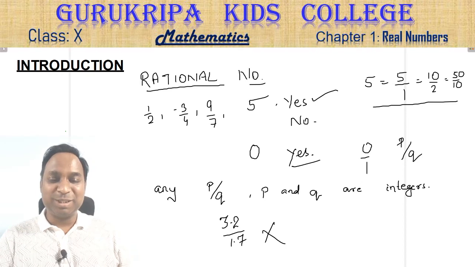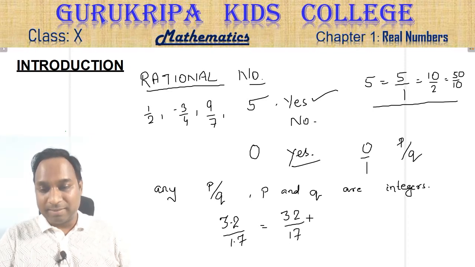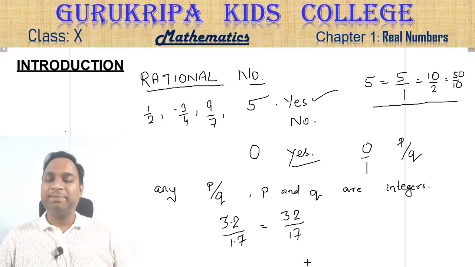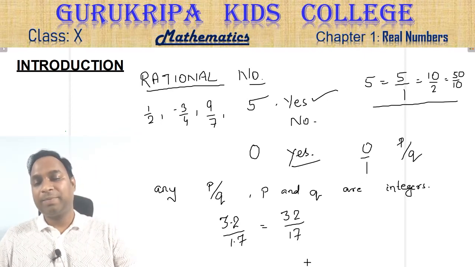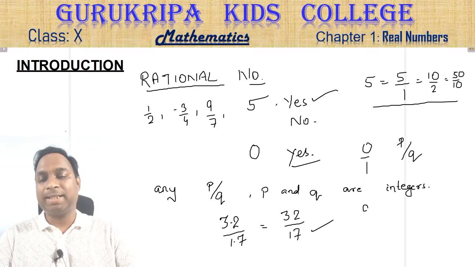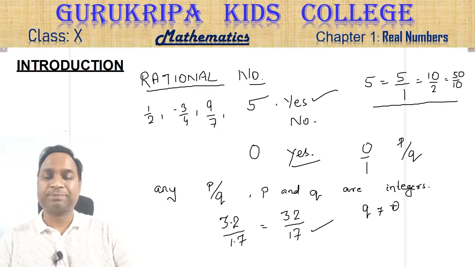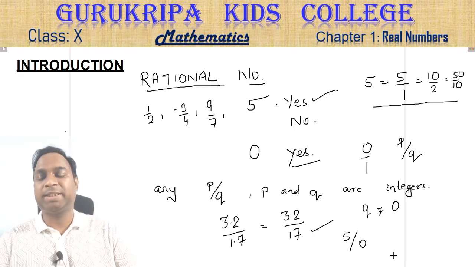This is also a rational number because we can write this as 32 divided by 17, and now P and Q both become integers. So P and Q both are integers. That's why this is a rational number. There is only one condition in a rational number, and that condition is Q is not equal to 0. Q cannot be 0. You cannot write a number as 5 divided by 0 and say this is a rational number.